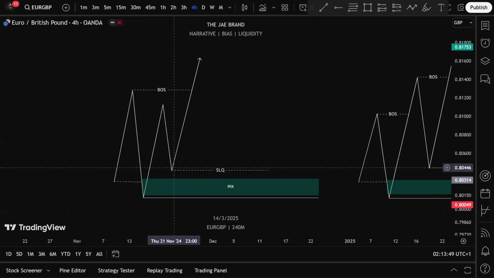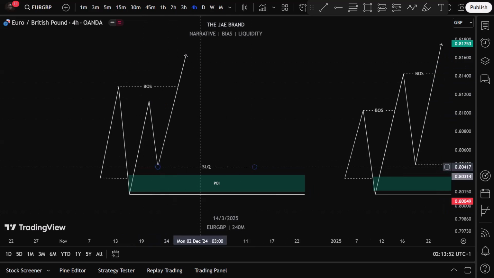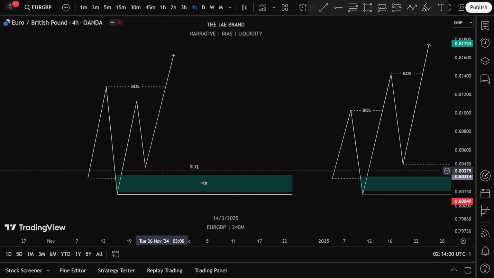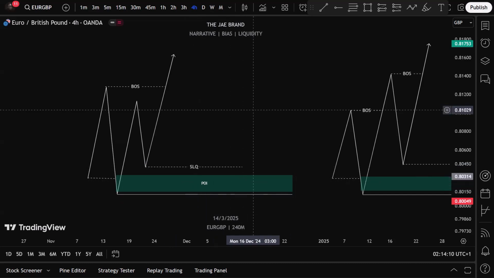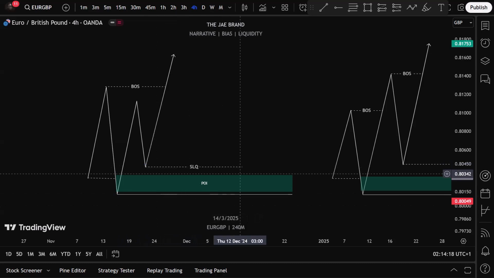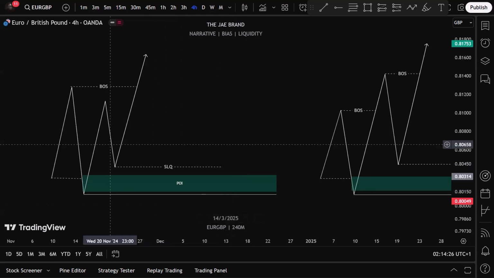So what is now happening here? I call this place the SLQ, which is the structural liquidity. It is this structural liquidity that validates this POI. So when you are spotting this pattern, ensure you always have a structural liquidity before your point of interest, before your area of value. Okay, this is the type 1.